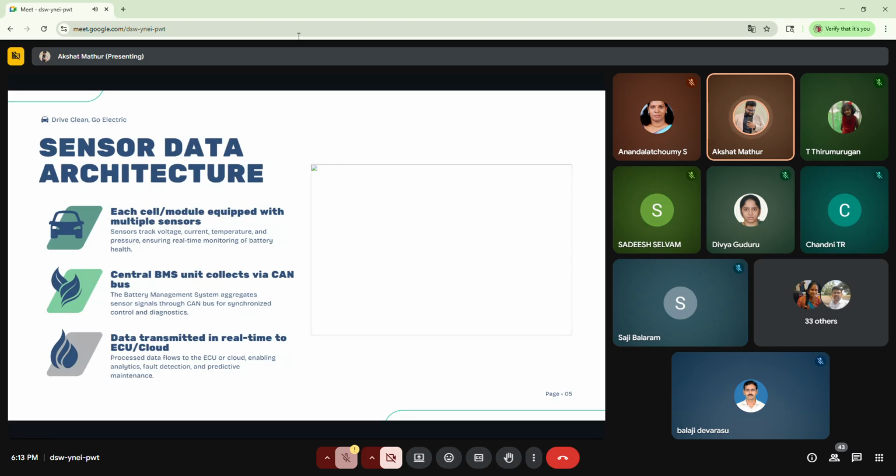Now, the sensor data architecture. Think of this as the nervous system of an EV, an electric vehicle. Sensors are like nerves of our body. The BMS, the battery management system, is the brain. As I said earlier, it is basically a supercomputer which controls all of the electric vehicle. And the ECU is the decision making center.